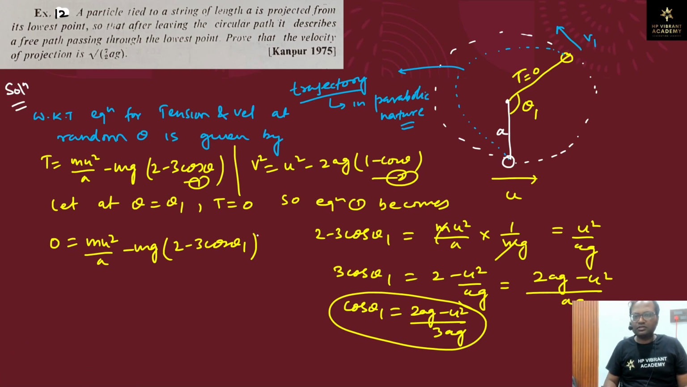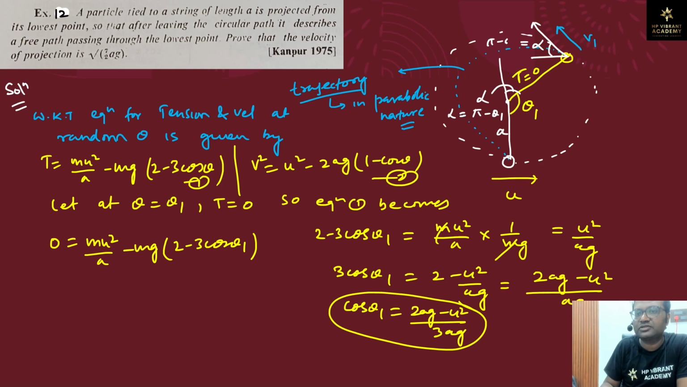Let us calculate: this is theta 1, and let us consider this angle as alpha. So alpha is equal to pi minus theta 1. This angle is alpha, so the angle of projection of the projectile will also be alpha. Alpha is equal to pi minus theta 1.